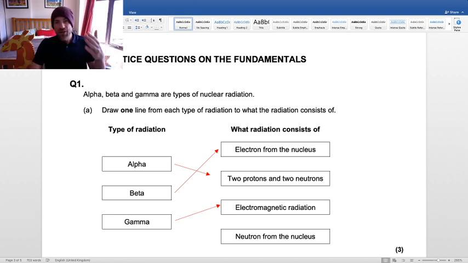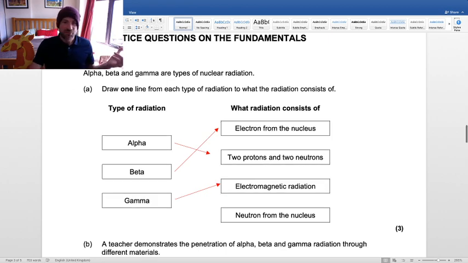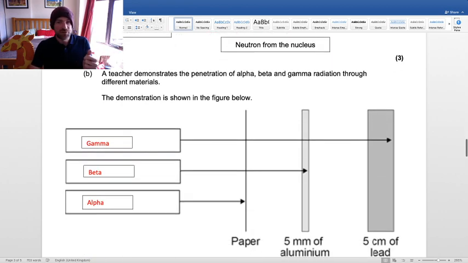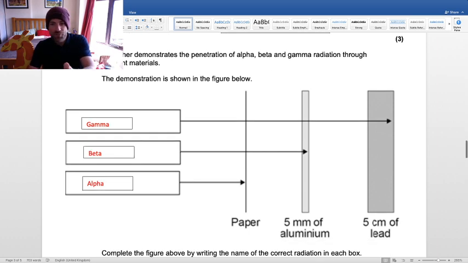So beta is an electron, alpha, 2 protons and 2 neutrons, gamma, electromagnetic radiation. All my answers I've put in red, obviously. So gamma, you can see it going through the paper and aluminium but being stopped by the lead. Beta will get through paper but is stopped by aluminium. Alpha won't even get through our skin or through paper. Okay.